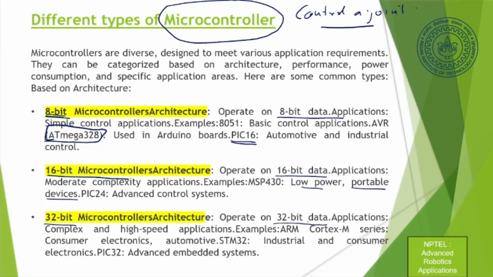They operate on 32-bit data. So essentially, this is the simplest, because it operates only on 8-bit data. This is 16, a little bit more complex. This is more complex. And nowadays, you can also have 64-bit. As the data size increases, it can handle more data and execute better programs. But the cost, of course, goes up automatically.